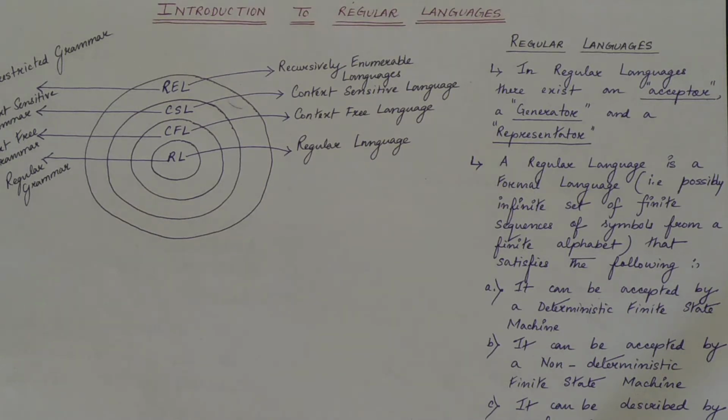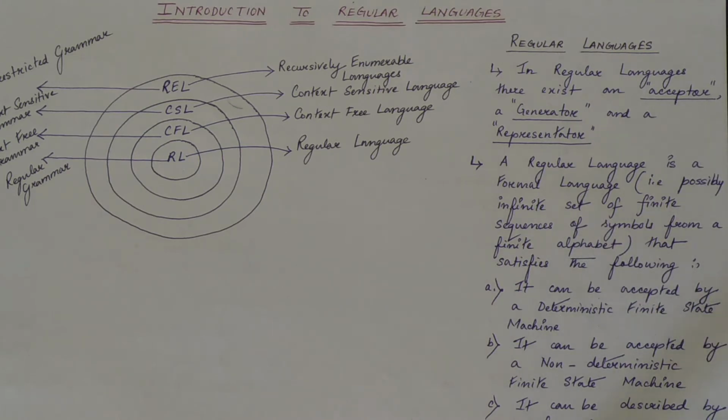One is known as the acceptor, as I have already told you. Next one is the generator, and the third one is the representator. We'll look into these three terminologies very nicely because it will make clear how a language is divided into these three categories. If we talk about a regular language, it is nothing but a formal language only.